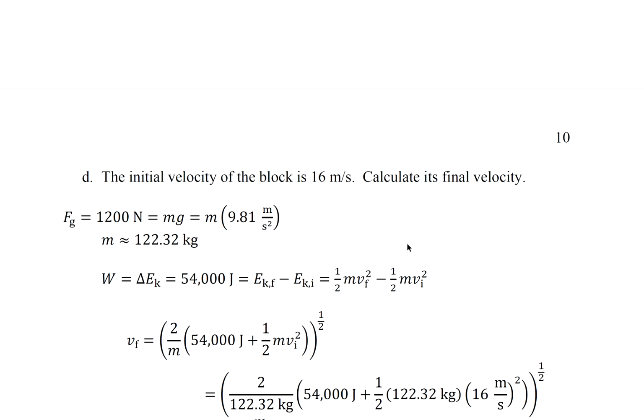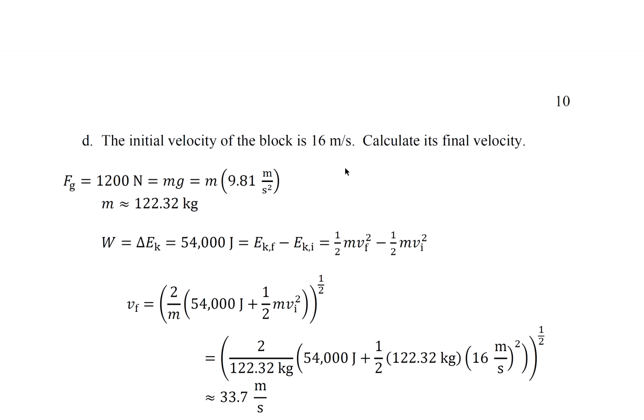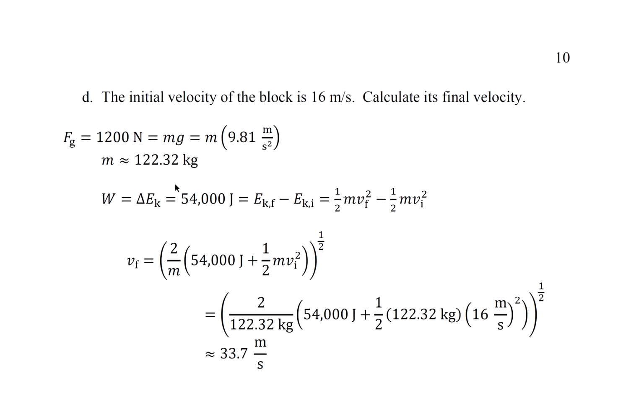Part D, the initial velocity of the block is 16 meters per second. Calculate its final velocity. So work is equal to the change in kinetic energy. So solve for V final. We've already solved for the mass here, so plug in all the values.